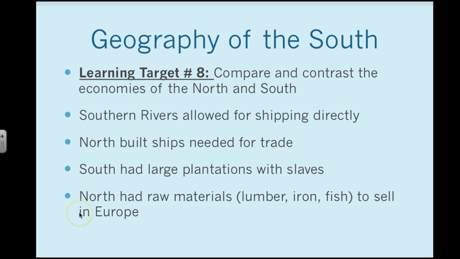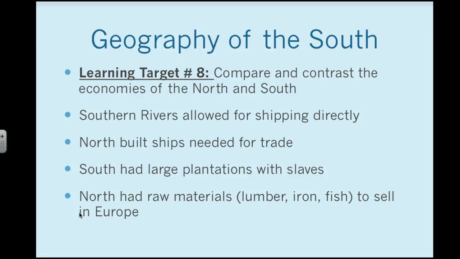And then the last one is what we talked about today in class, a little review: the comparison of the economies in the North and the South. The southern colonies had a good thing going with tobacco and cotton, and the fact that all of their rivers would line up with the shipping ports in the southern part. However, that also helped the North because the North had the lumber that built the ships they needed to trade.